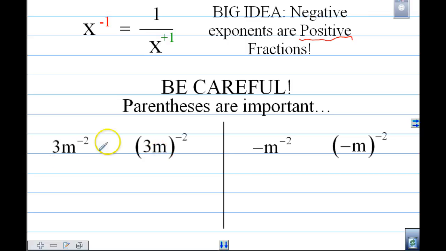Parentheses can make a difference. This here, with no parentheses, means 3 times m to the negative 2. You have to do exponents first. That's 3 times 1 over m to the second. It moves to the bottom. So your final answer is just 3 over m to the second. With the parentheses, everything moves to the bottom, and then everything is squared.